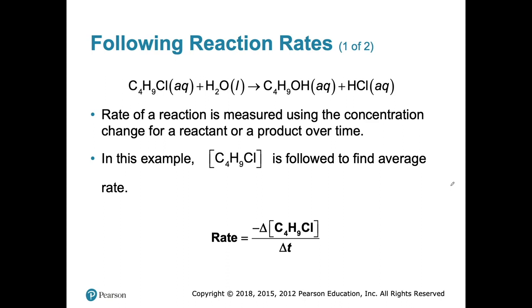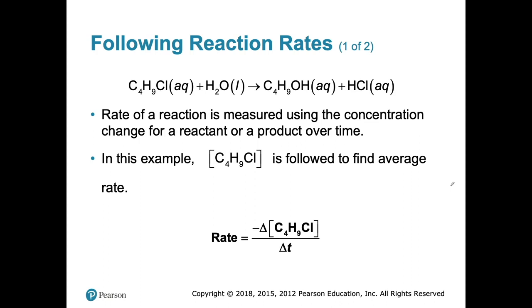Can anyone tell me why we have a negative there instead of just regular old change? Well, if you think about it, chlorobutane is being changed into butanol, right? So we're losing chlorobutane as time passes. Does that make sense? Since we're losing chlorobutane as time passes, that's why it's a negative number, right? If we were to put a product there instead, like hydrochloric acid or butanol, it would be a positive number, because we're getting more of those. Does that make sense?